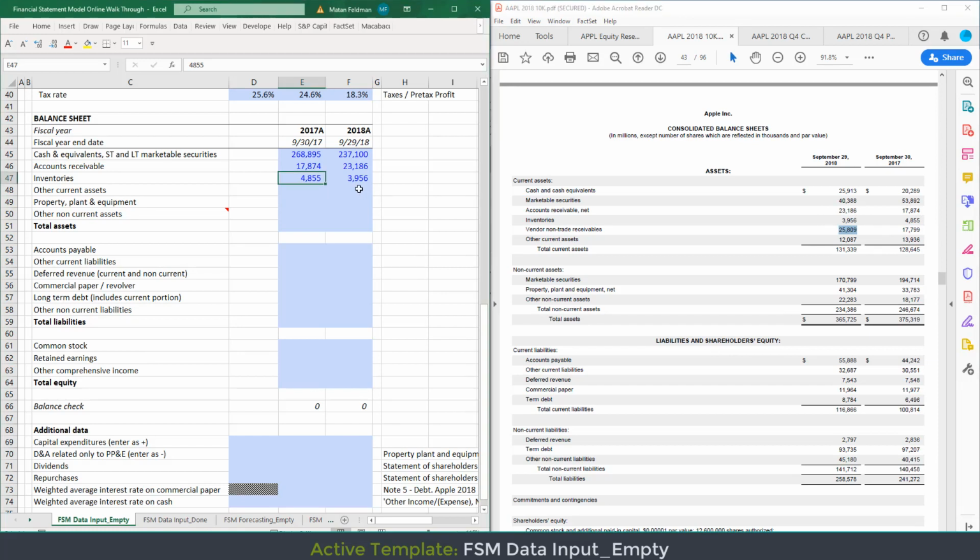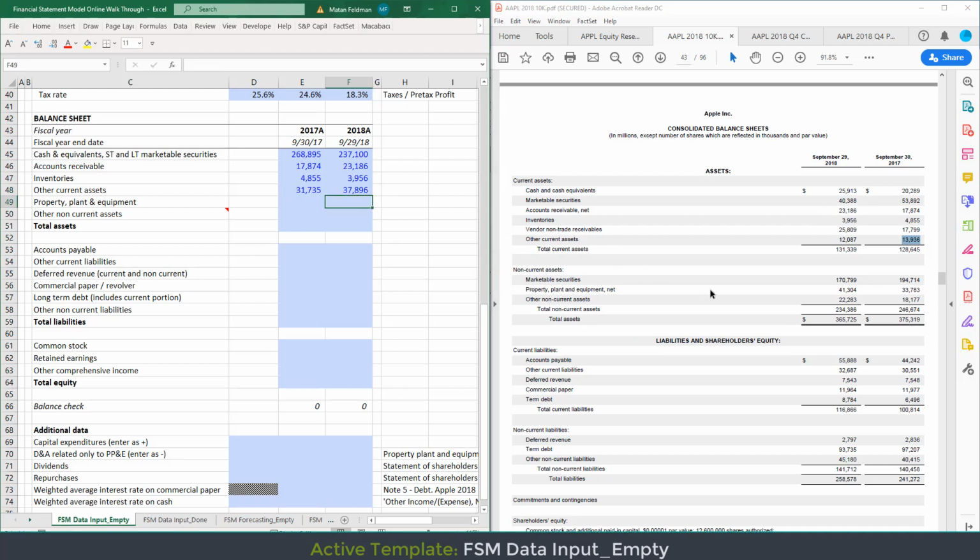Vendor non-trade receivables, I actually want to bundle into other current assets, so I'm going to do that here, as well as other non-current assets. We're going to explore what those other non-current assets might be in a second, but first let's just do the heavy lifting of actually putting this in. And unfortunately, this is an unglamorous exercise.